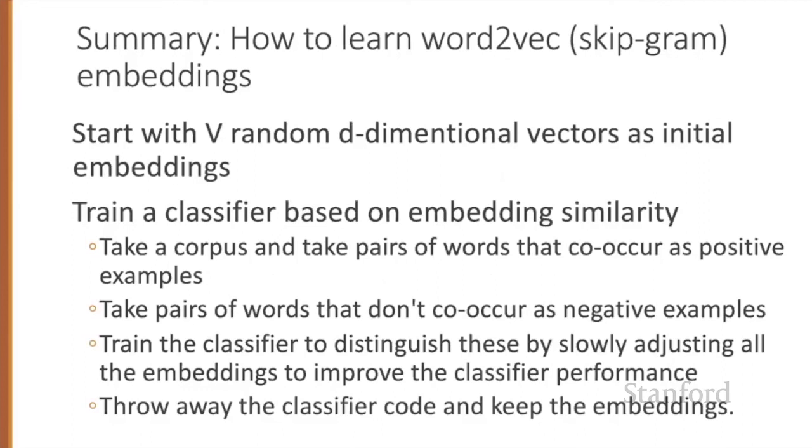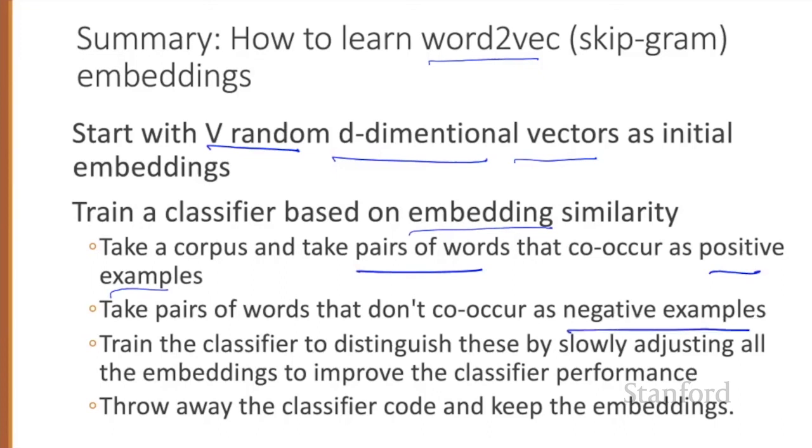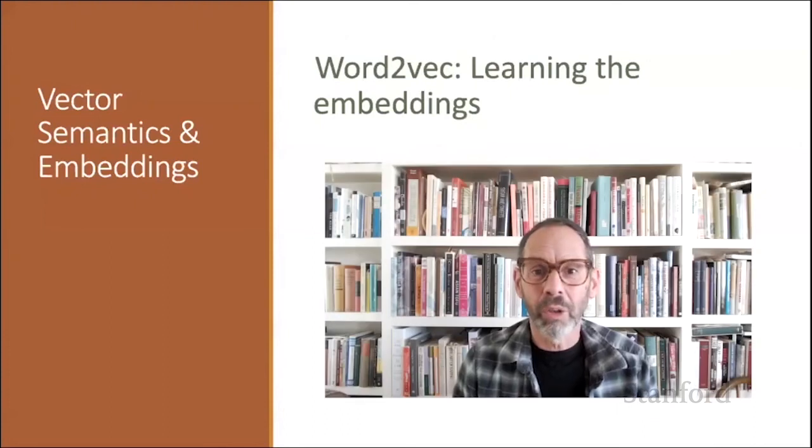So in summary, to learn the embeddings for Word2vec using skipgram with negative sampling, we start with V random vectors, each of dimension d, whatever our chosen dimension is. Now we're going to train a classifier based on embedding similarity. We take a corpus, take pairs of words that co-occur, those are our positive examples, pairs of words that don't occur, that's our negative examples, and then we train the classifier to distinguish the positive and negative examples by slowly adjusting all the embeddings to improve the classifier performance. And then we just throw away the classifier and keep the embeddings. We've seen how to learn Word2vec embeddings, one of the most popular static embedding methods.